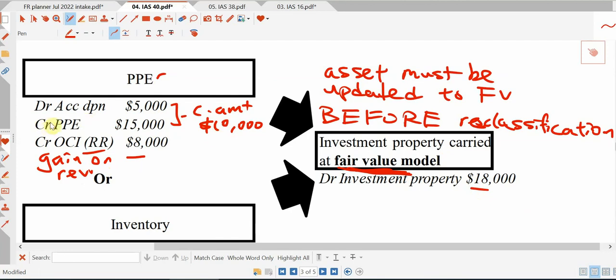So how to do that? Same thing: you remove your PPE, remove the cost account, remove the accumulated depreciation account, recognize the gain, and debit the IP. So debit side 18, debit side 5, 23,000. Credit 15, credit 8, also 23,000. Balance: debit 23,000, credit 23,000 as well. Later on, we got a question on this one to look at the exam scenario.